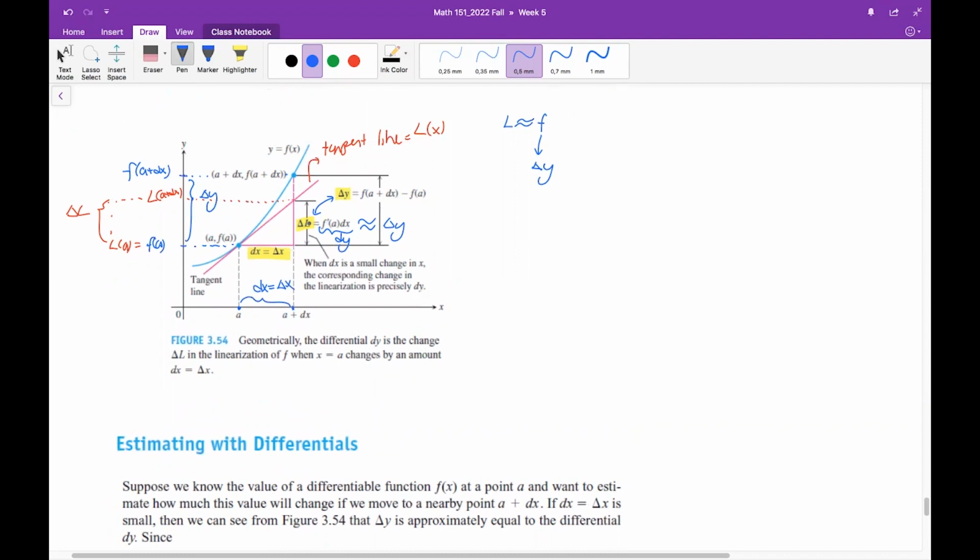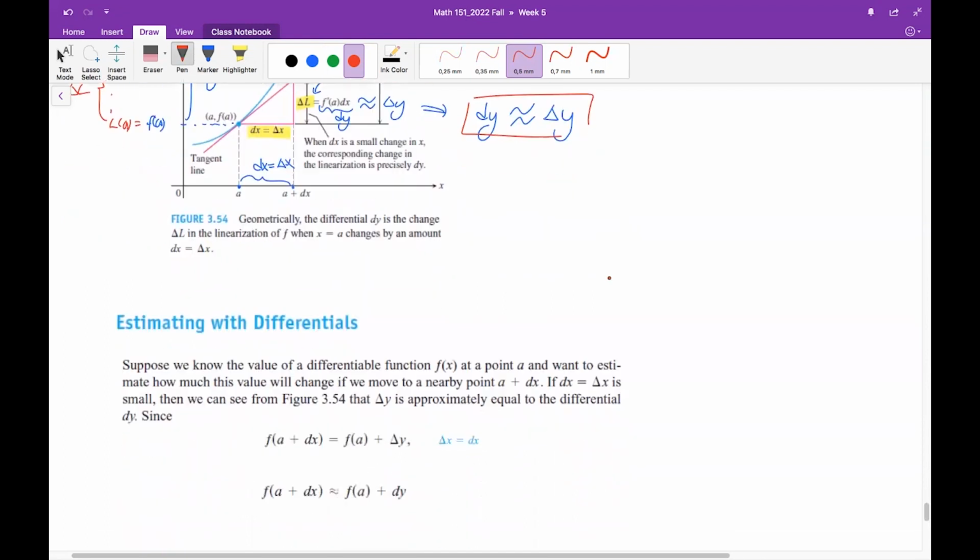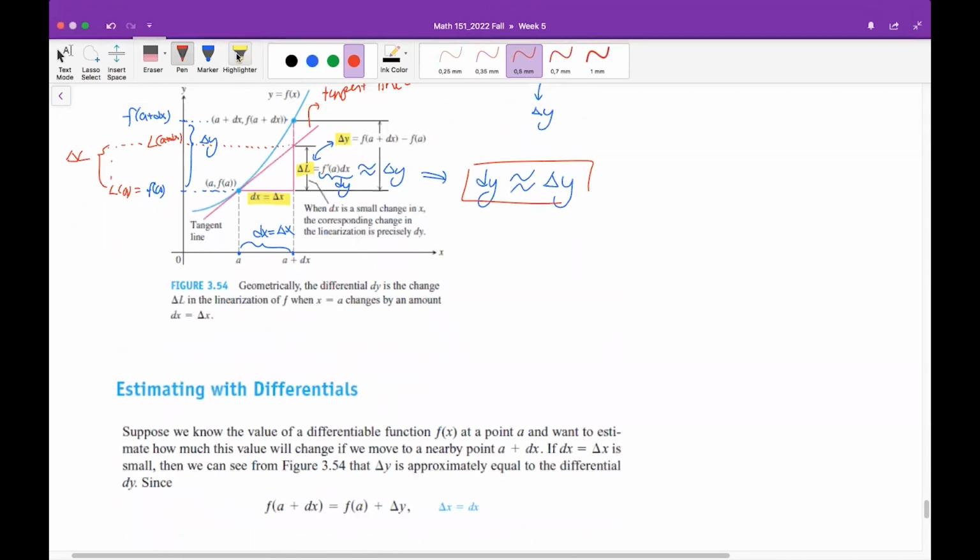And delta L is computed as dy. That's why the conclusion that we obtain here is dy is approximately the same as delta y. Now we will be using this fact in estimating measurements given in the next example. There is one more thing that I want to emphasize here. When we apply a small change in x, then the change in the linearization function is precisely dy. That's what we want to emphasize here.